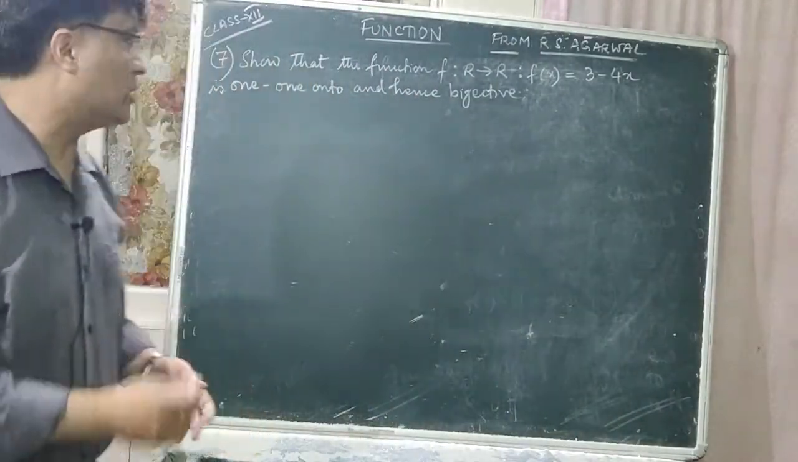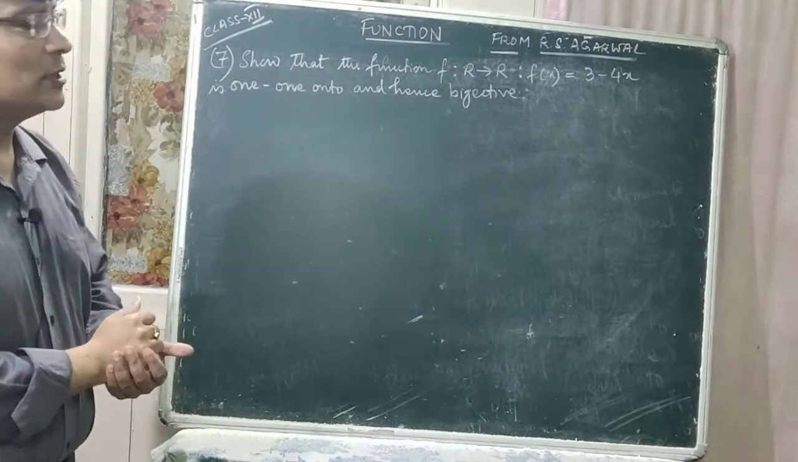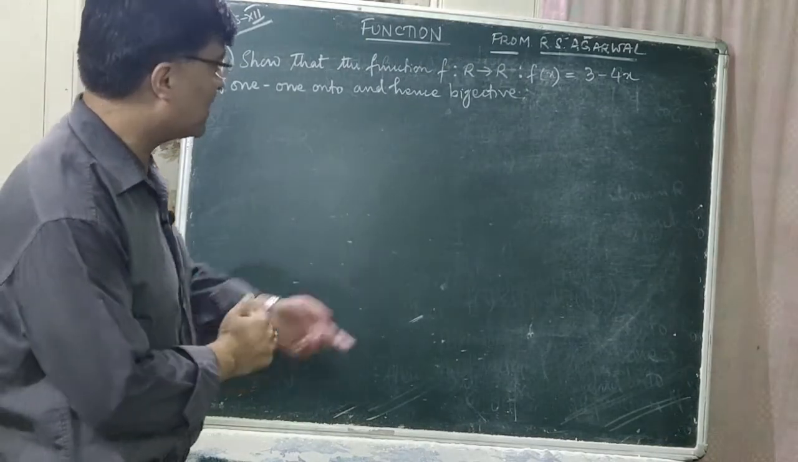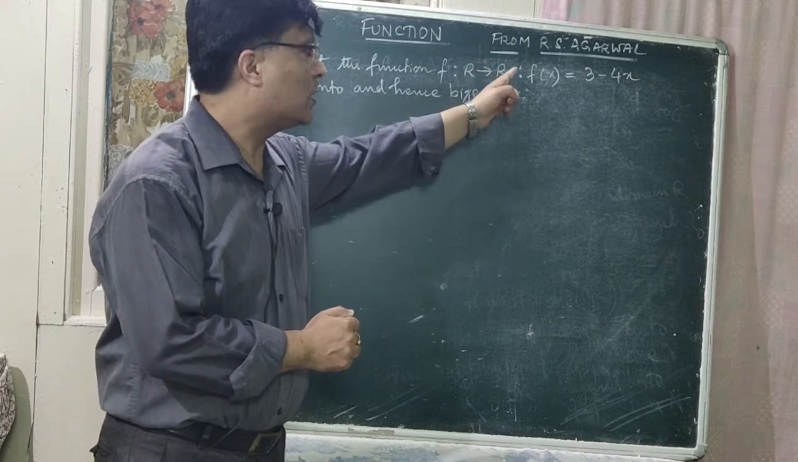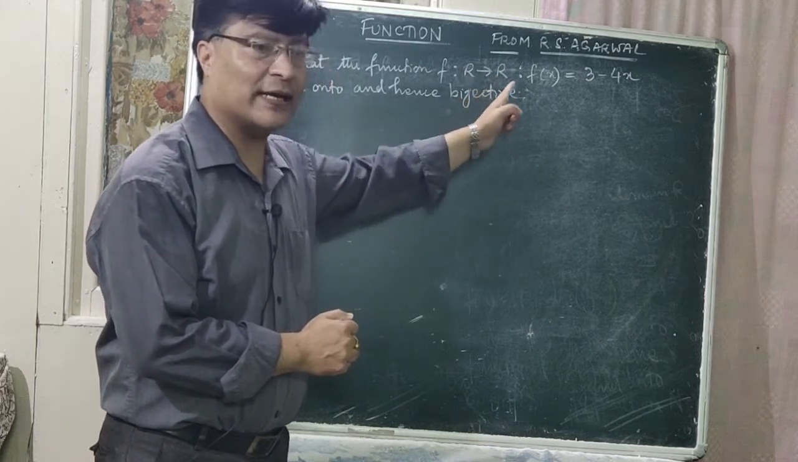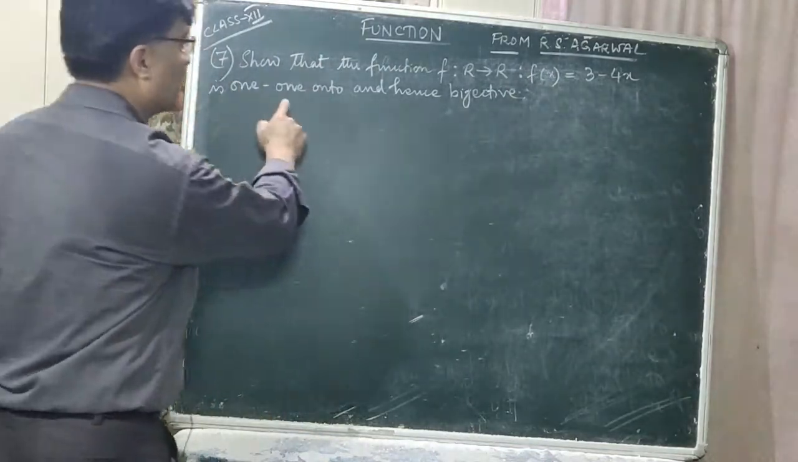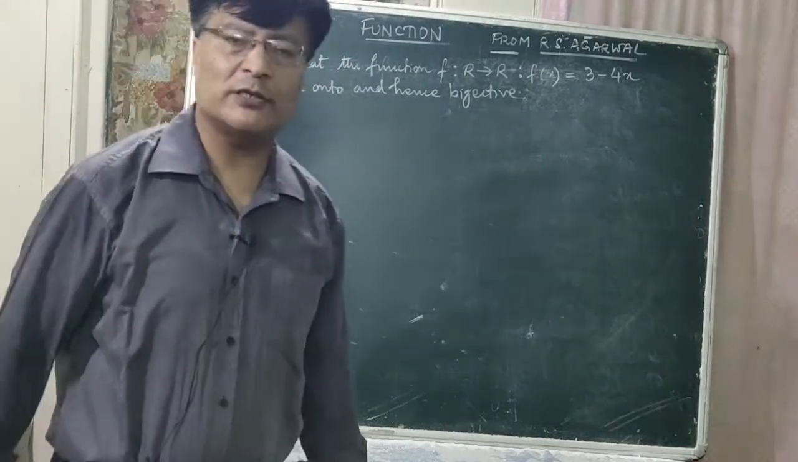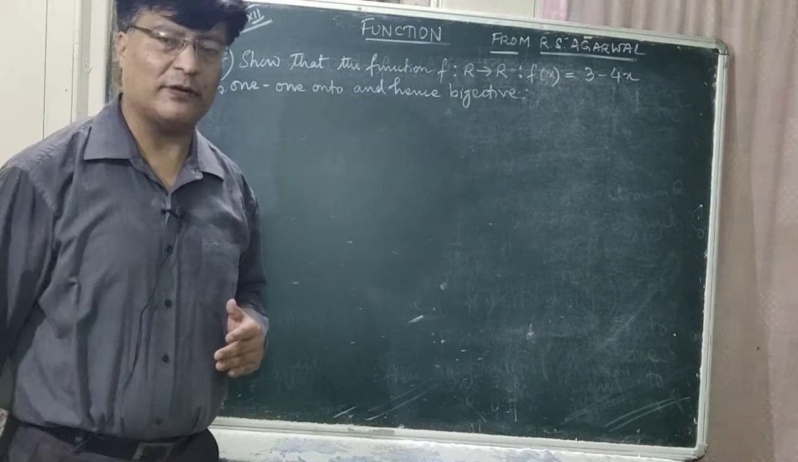Now we'll do the next question, that is question number 7. The question is: show that the function f from R to R, where R is real numbers, defined as f of x is equal to 3 minus 4x, is 1-1, onto and hence bijective. If the function is a 1-1 onto function, then it is automatically a bijective function.